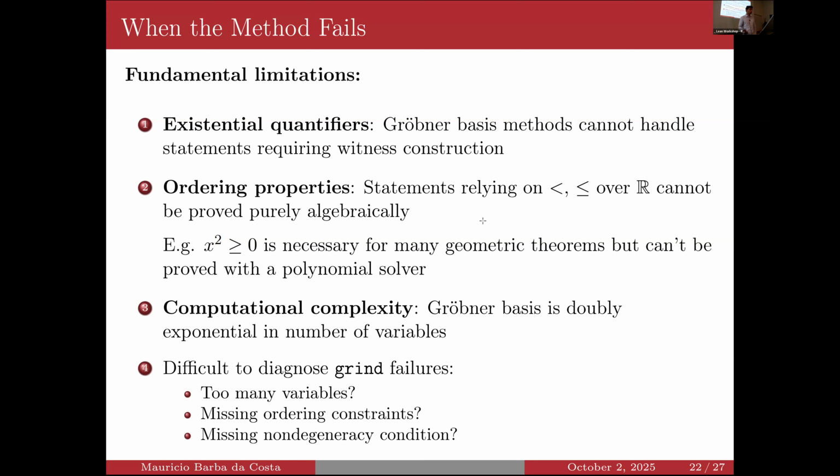And it's also very annoying to diagnose grind failures. When grind fails, it's very hard to tell if it failed because there were too many variables, if there were missing ordering conditions that the theorem needed, or if you were missing some non-degeneracy conditions.